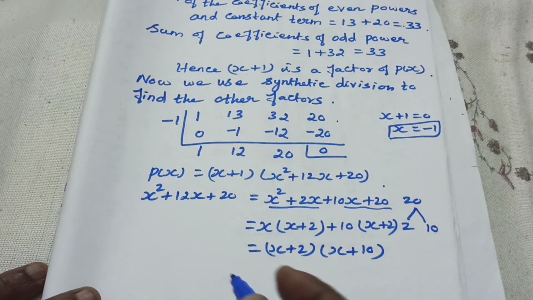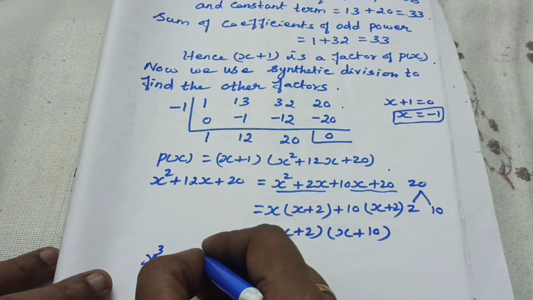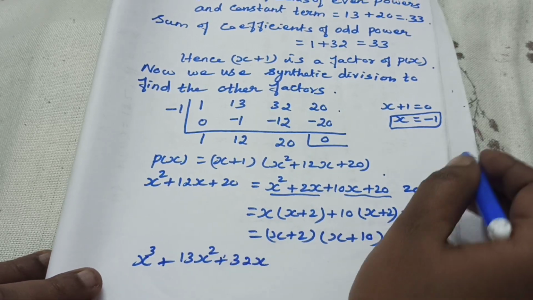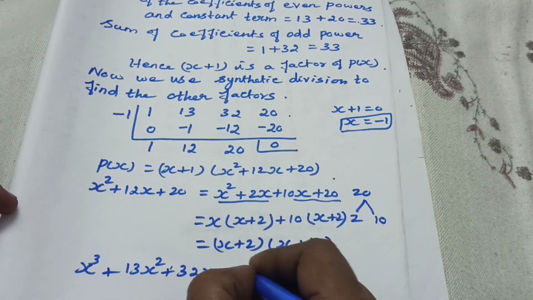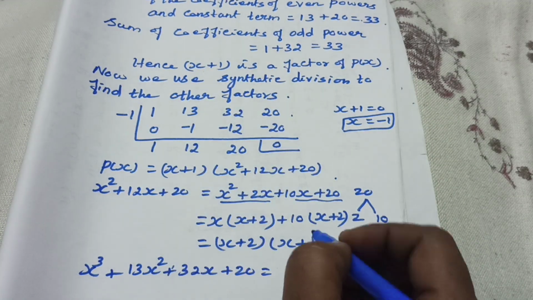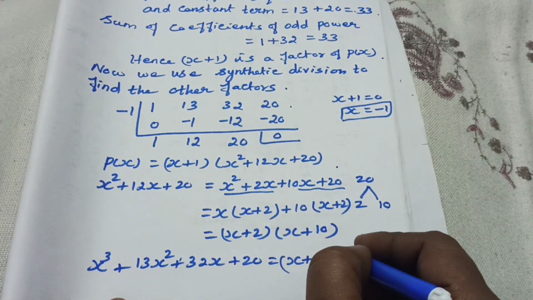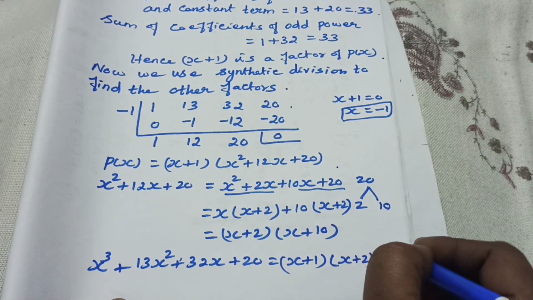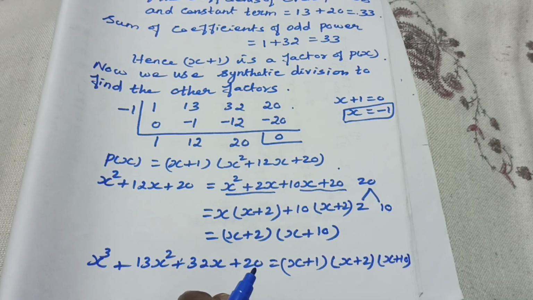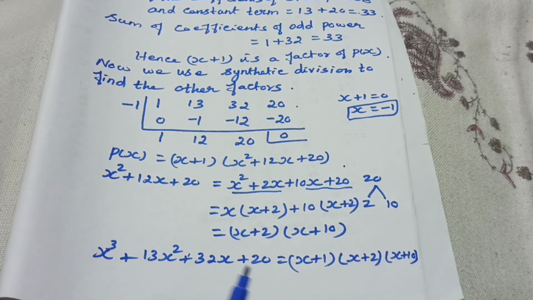Therefore, factorize our question: x cube plus 13x square plus 32x plus 20 is equal to what are the factors? Already x plus 1 is 1 factor. Now here we got 2 factors: x plus 2 into x plus 10. How many factors we got? 3 factors we got. If you multiply these 3, the same answer only you will get.